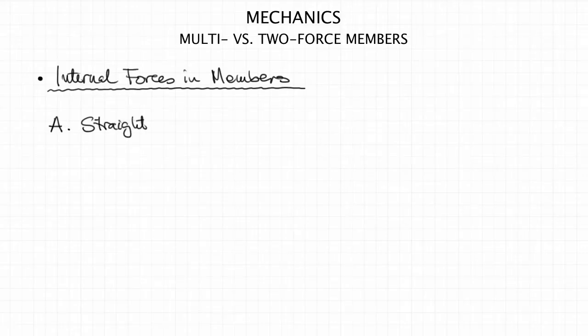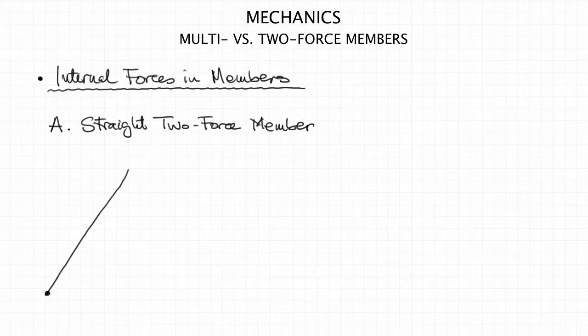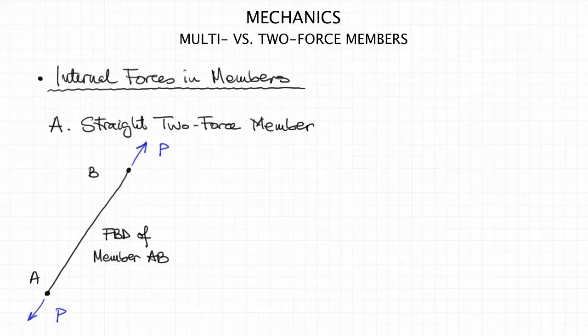So firstly, let's start with straight two-force members, which are the members that are present in a truss. All members in a truss are straight two-force members, and some members in frames and machines. So this is a two-force member that is straight. It's pinned at A and pinned at B. There are no forces acting along AB, and therefore the end reaction forces, let's call them P in this case, will be directed along the member.